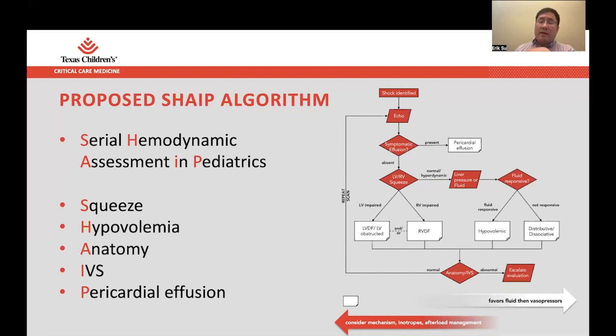And so things that check off the boxes going more towards the left of this flow chart favor inotropes and afterload management.